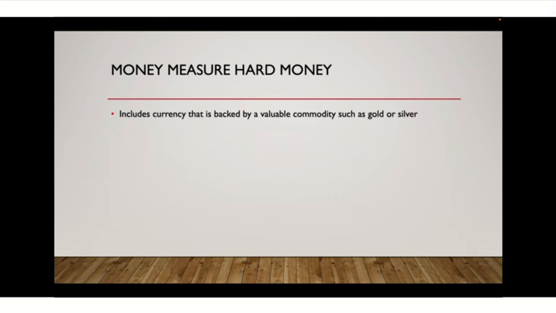Hard money. Hard money are things that are backed up by a physical, material worth, for example, like gold. The dollar for a very long time would have been a good example of this. Of course, it's not anymore because Nixon took us off the gold standard, but that's beside the point. It is anything that has material worth attached to it.